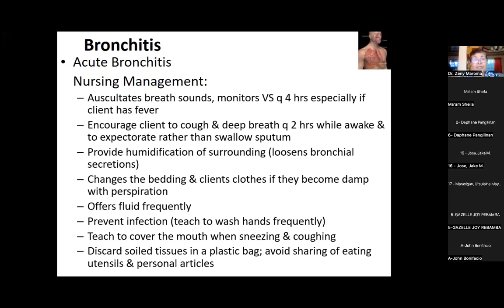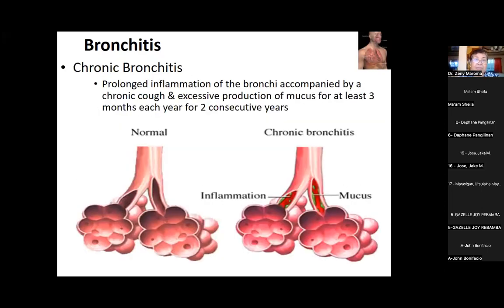Okay? So acute bronchitis can become chronic bronchitis. So ano ang gamot na bibigay natin? Ipagpatuloy ang ating mga antibiotic, mucolytic, expectorants. Acute bronchitis can become chronic bronchitis. Ano yung tinatawag natin chronic bronchitis? There's chronic inflammation of the bronchi accompanied by chronic cough and excessive production of mucus for at least 3 months each year for 2 consecutive years.